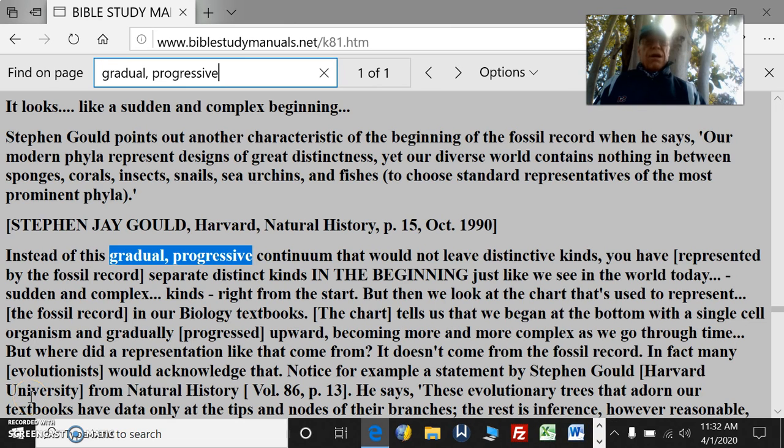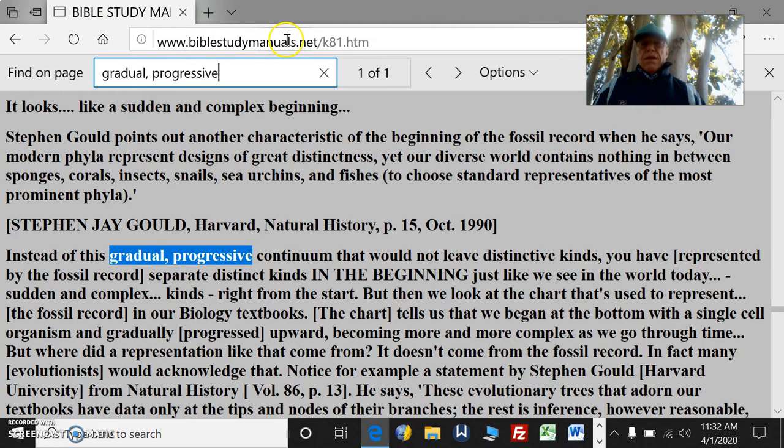Well, we're still on the subject of everything that was created was already there the moment that we find evidence in the fossil record of anything of life forms created. All examples of all things are there. Stephen J. Gould, Harvard University, Natural History magazine.